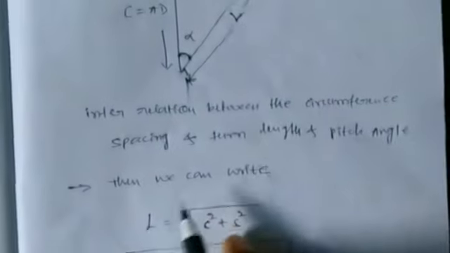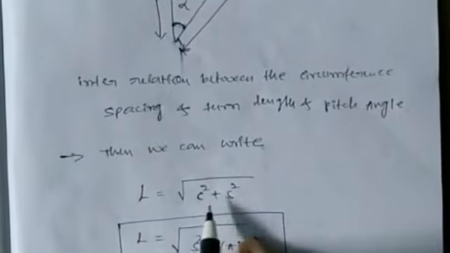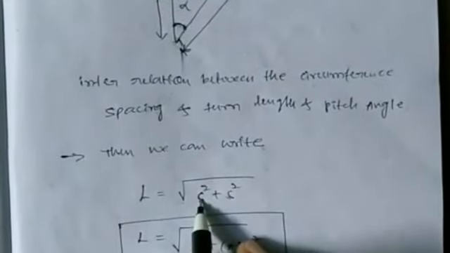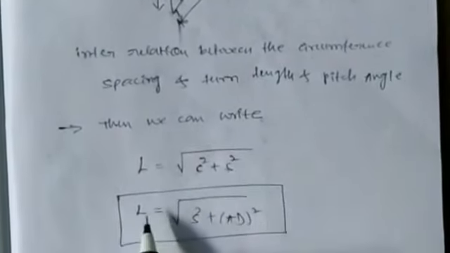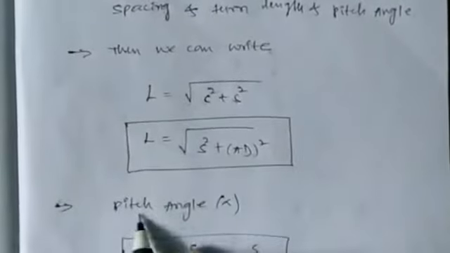So now we find the length L equal to the square root of C squared plus S squared. We already know C is the circumference of the helix, that is pi D. Now L equals the square root of S squared plus (pi D) whole squared. And now let us find the pitch angle.